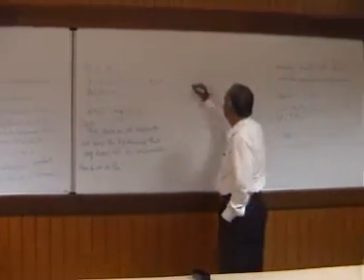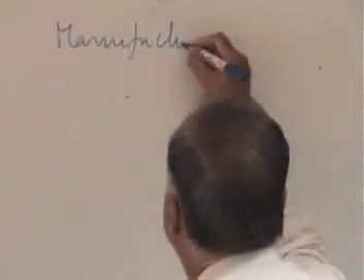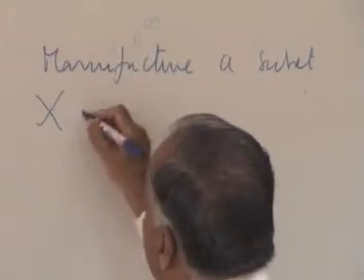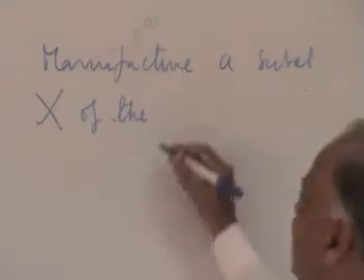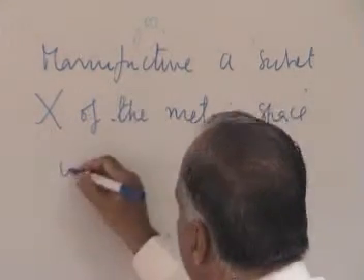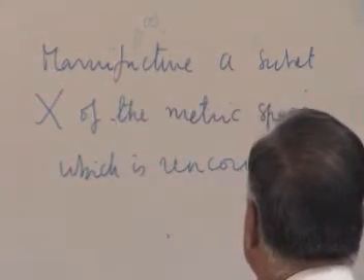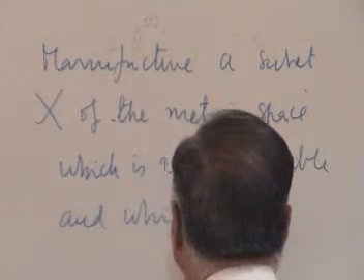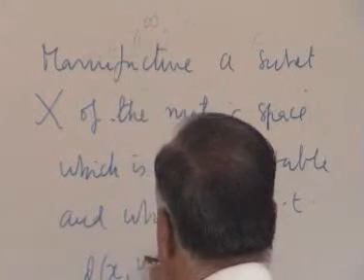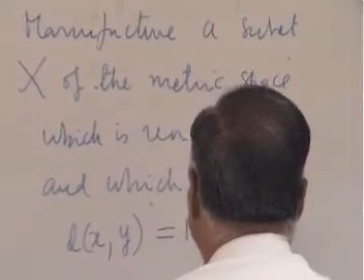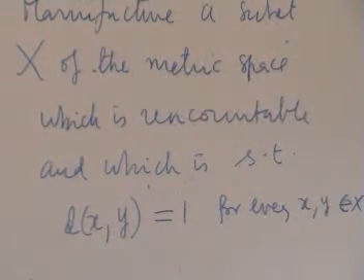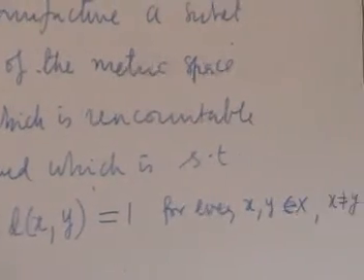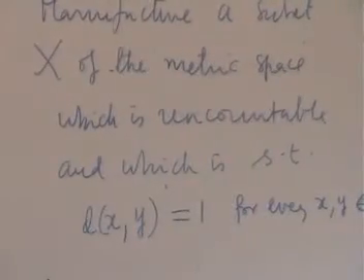The way generally to do this is to manufacture a subset X of the metric space. So this is generally the way to do it for any metric space we want to show is non-separable: a subset of the metric space which is uncountable and which is such that d(x,y) is equal to 1 for every x, y in X, x not equal to y. But d(x,y) will be 0 otherwise, if x is equal to y. So you manufacture an uncountable set such that the distance between any two of them is always 1.